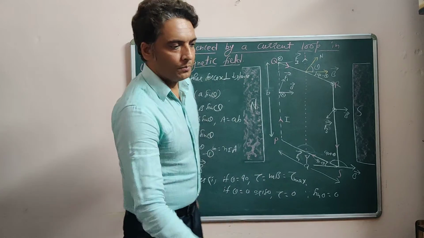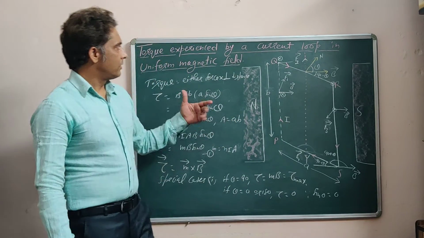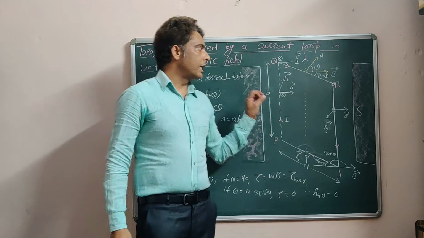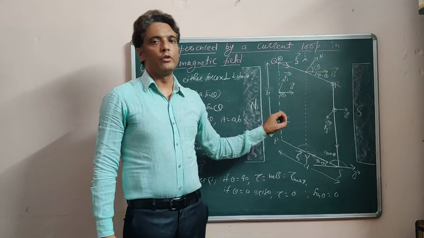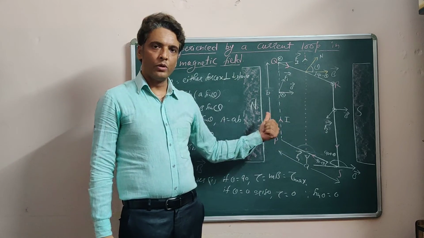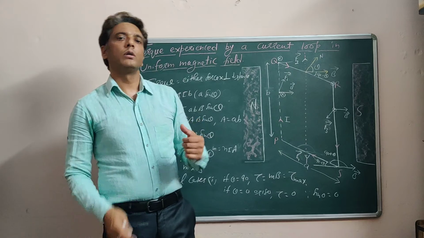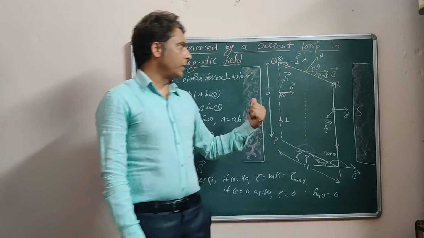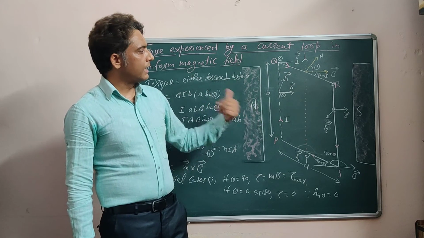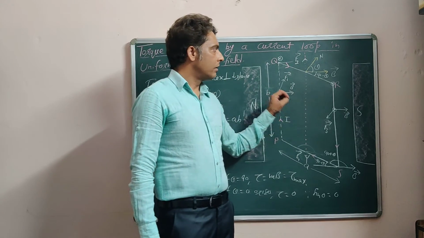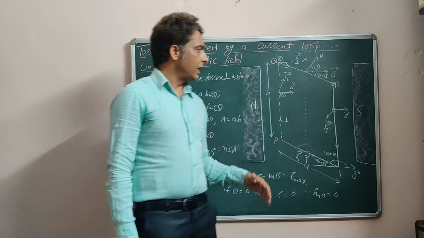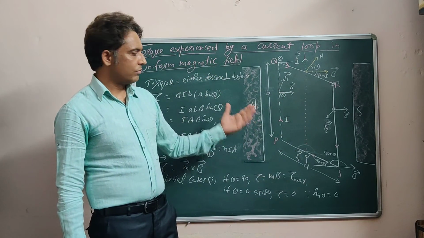So from today's discussion, we can conclude that when a current carrying coil is suspended in a uniform magnetic field, the net force experienced by it is 0, and torque may be 0 or non-zero. If we replace this uniform magnetic field by a non-uniform magnetic field, in that case the coil will definitely experience force, and torque can be 0 or non-zero.